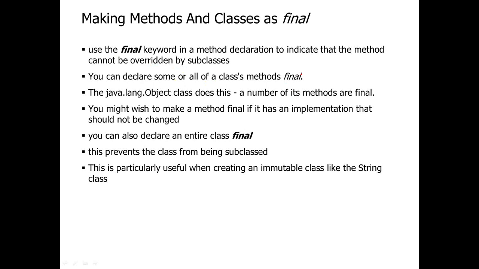The java.lang.Object class does this. A number of its methods are final. You might wish to make a method final if it is an implementation that should not be changed. As I told you, if you want to prevent overriding of that method, you can make your method final. You can declare a class as final. That totally prevents the class from being inherited. You cannot subclass it. This is particularly useful when creating an immutable class like the String class.